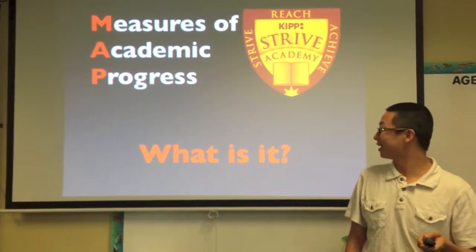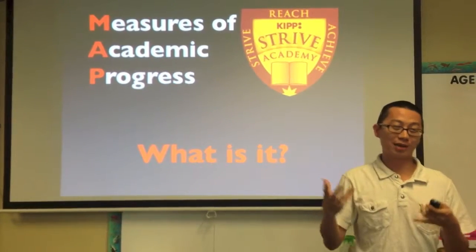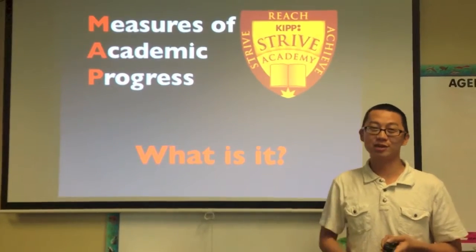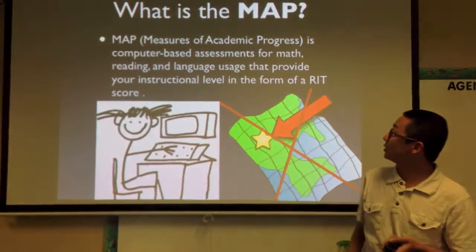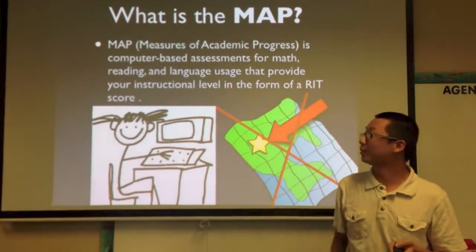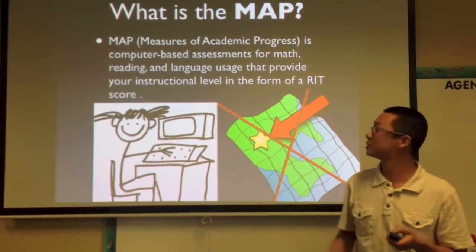So let's take a look at it. What is it? We're going to talk about this. I know we've taken it twice over, but this is the third time, and this is the one that counts. So, MAP test, what is it? MAP stands for the Measures of Academic Progress. This is a computer-based assessment.